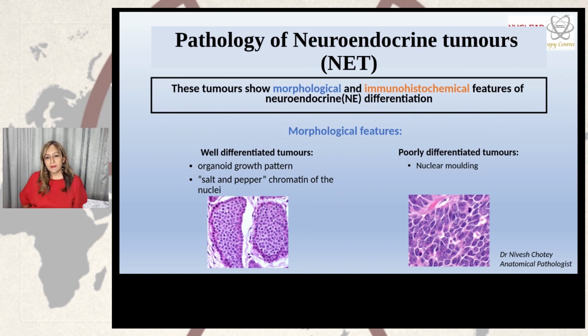Just briefly summarizing the pathology of the neuroendocrine tumors, which is actually some of the basis for the treatments and the different management. Its morphological features are distinguished between well-differentiated and poorly differentiated tumors. And you can see with the well-differentiated tumors, there's a salt and pepper chromatin of the nuclei versus the poorly differentiated tumors where there's nuclear molding.